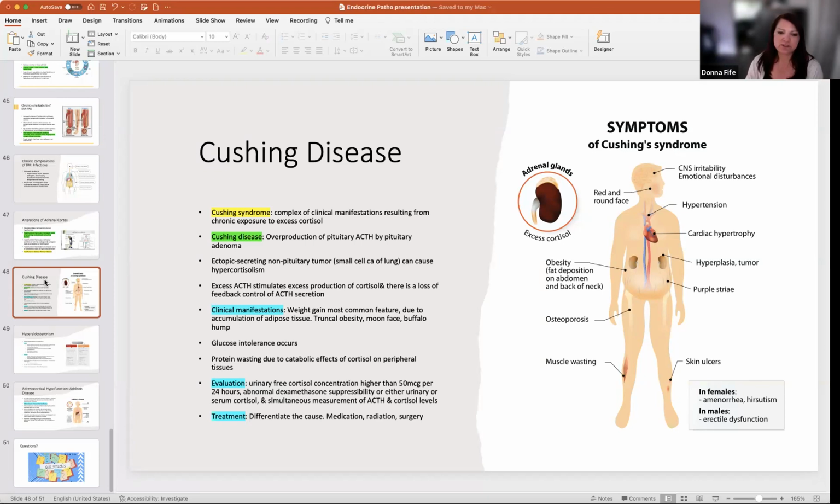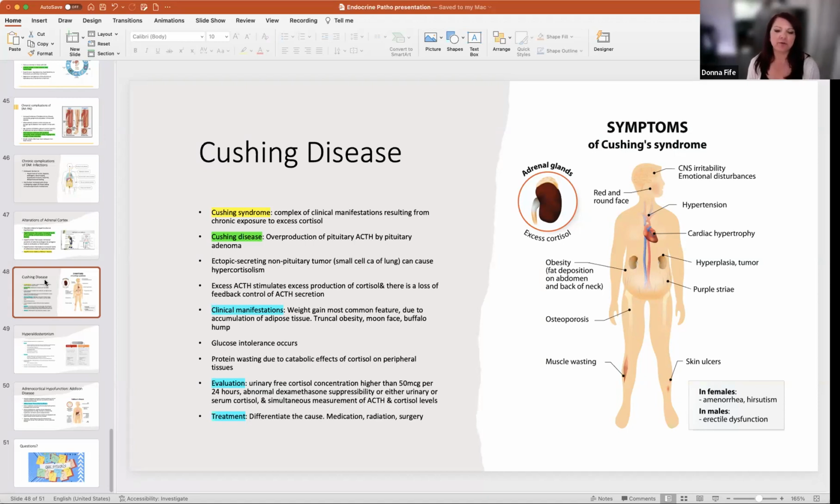Clinical manifestations include weight gain, which is the most common feature, and this is due to an accumulation of adipose tissue. The patient may have truncal obesity, a moon face, and a buffalo hump at the back of the neck and the back. Glucose intolerance occurs, and there's protein wasting due to catabolic effects of cortisol on peripheral tissues.